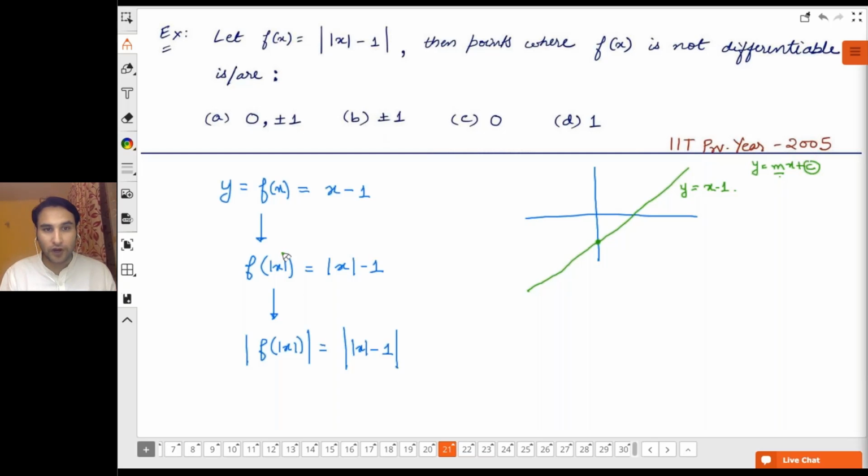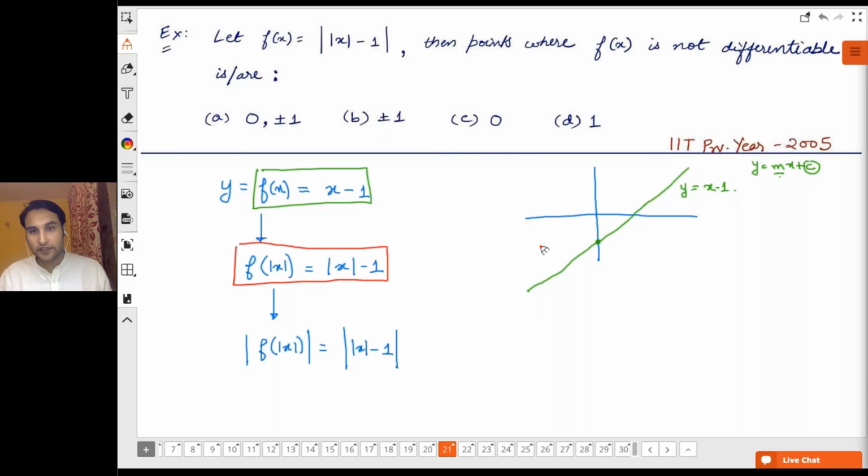Remember, f of mod x means wherever you see x, it gets replaced by mod x. So if this is your f of x, then the red graph will be f of mod x minus 1. What will you do? Remove the negative portion of the graph, take a mirror image of this portion here as well, and then taking a mod, take all negative points up. I'll run a poll for this.